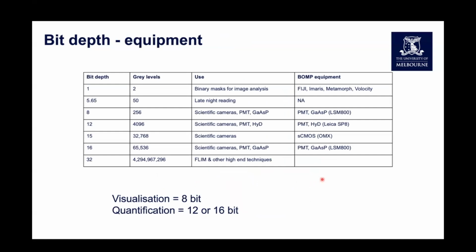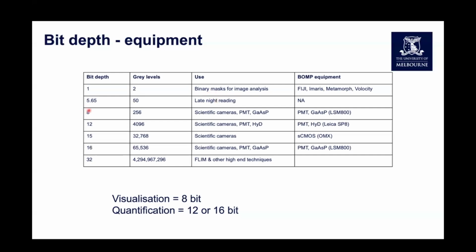These are some microscopy examples of bit depth. So as I mentioned, a 1-bit image gives you 2 gray values. That's used for binary masks for image analysis. And if you attend the FIJI for quantification workshop, we'll use that quite a bit.